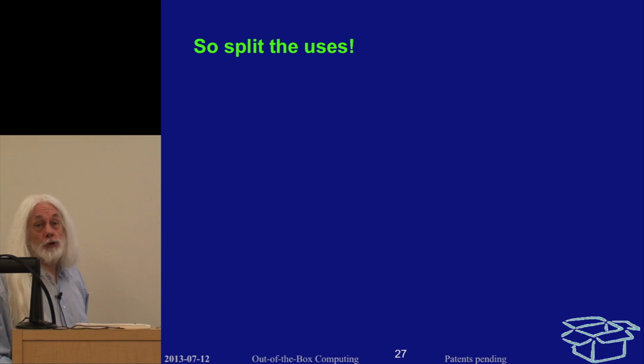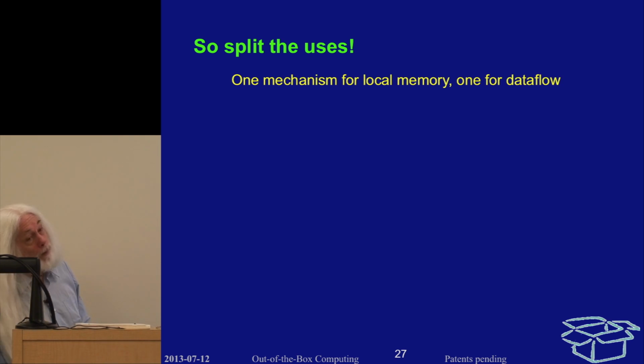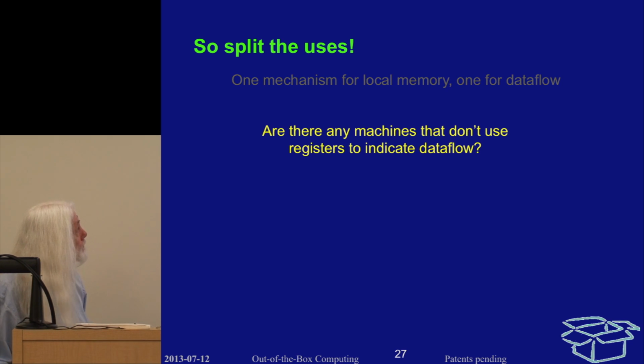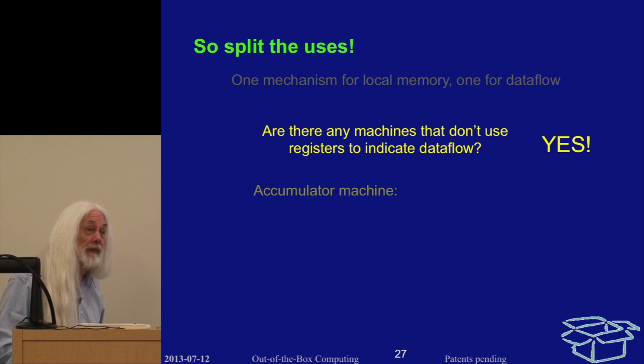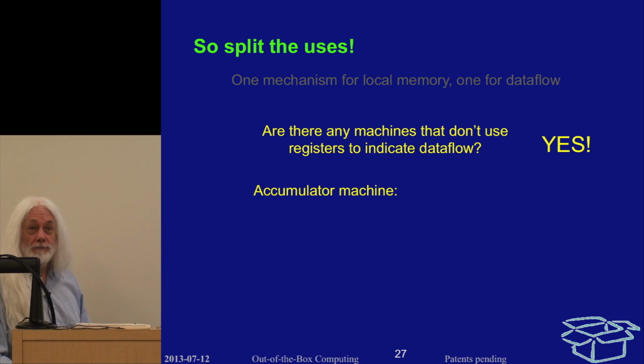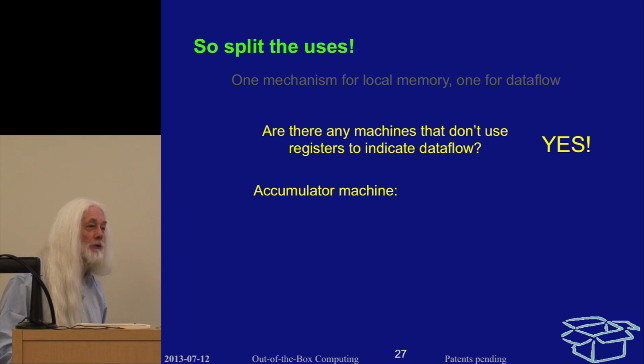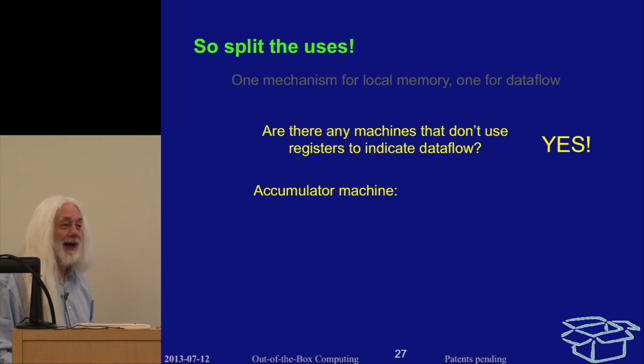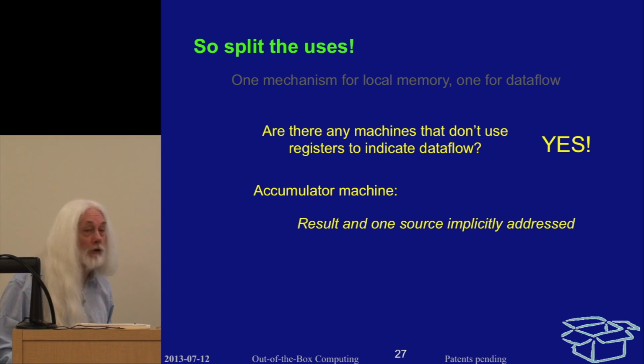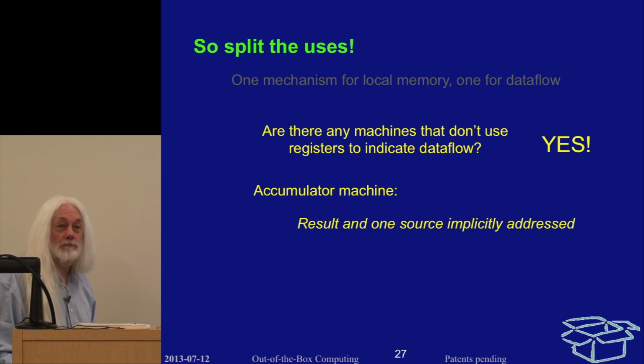So, split those two uses. Have one mechanism for the local memory kind of use and one mechanism for the data flow connection. Are there any machines that don't use registers to indicate the data flow? Well, yes. An accumulator machine. Those of you who are ancient enough to remember what an accumulator machine is, well, all operations implicitly address the accumulator. So the result and one source operand are implicitly addressed, and the kind of hazards described are impossible.